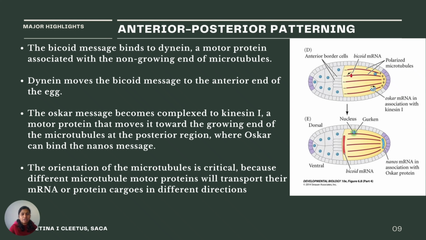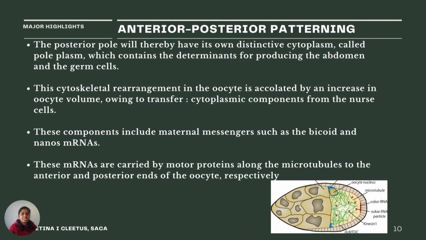The next one is the oskar message. It becomes complexed to another motor protein called kinesin 1, and it moves towards the growing end of the microtubules, that is towards the plus end at the posterior region, where it then binds to the nanos mRNA. The orientation of these microtubules is very critical because different microtubule motor proteins will transport the mRNA or protein cargos in different directions. The posterior pole will thereby have its own distinctive cytoplasm called pole plasm, which contains the determinants for producing the abdomen and the germ cells.